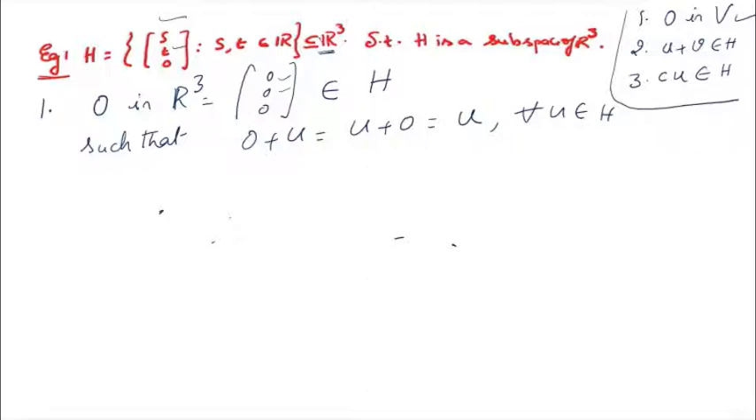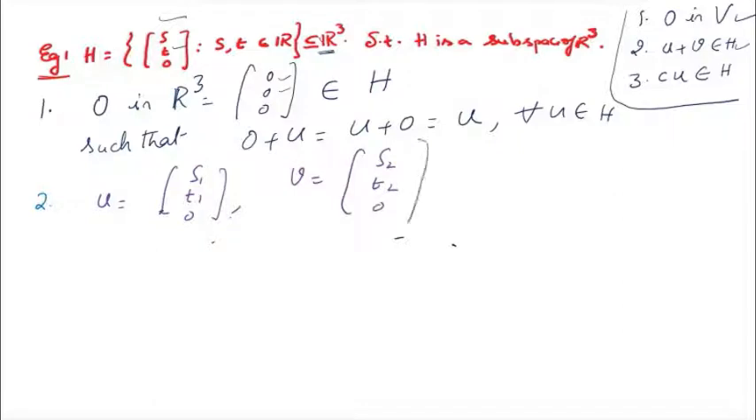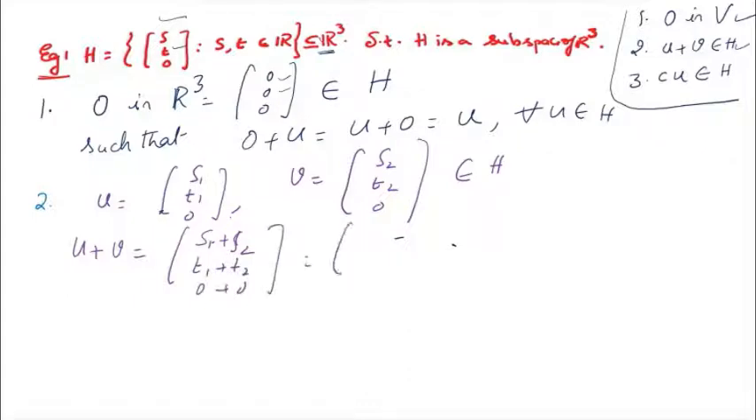Then what is the second condition? Second condition is U plus V belongs to H. So I'll take U equal to (S1, T1, 0) and V equal to (S2, T2, 0). So the same type of elements which should be there in H. What is the condition? The third row element should be 0. So let me take U and V belonging to H. What will be U plus V? So how do you add these two? (S1 plus S2, T1 plus T2, 0 plus 0), which is equal to the form (S1 plus S2, T1 plus T2, 0). It will be there in H.